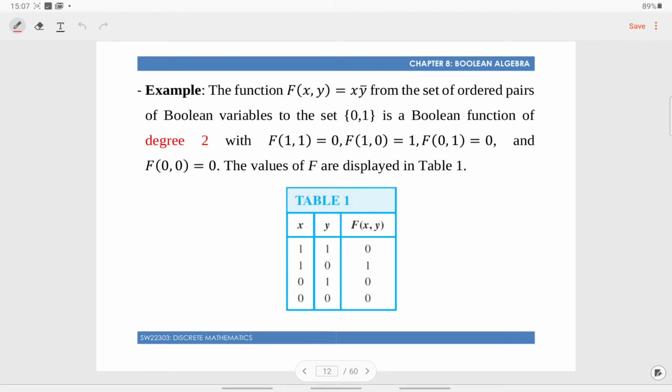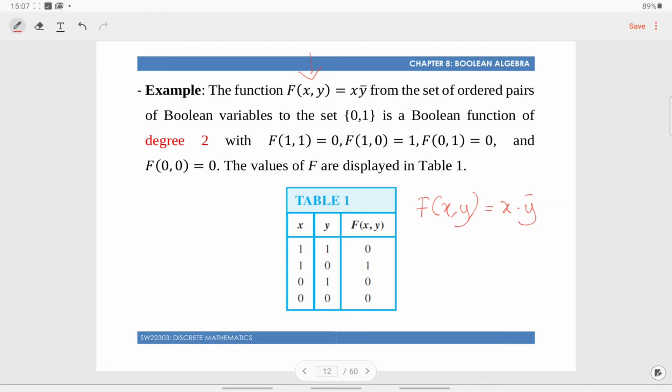This is the example. The Boolean function f with inputs x and y is equal to x times y complement. Okay, it is actually f(x, y) equals x y complement, from the set of ordered pairs of Boolean variables to the set {0, 1}. So this is our Boolean function of degree 2, because we have two variables, with f(1,1) equal to 0, f(1,0) equal to 1, f(0,1) equal to 0, and f(0,0) equal to 1.